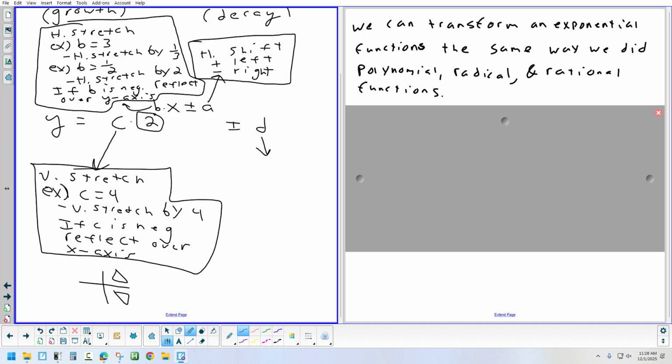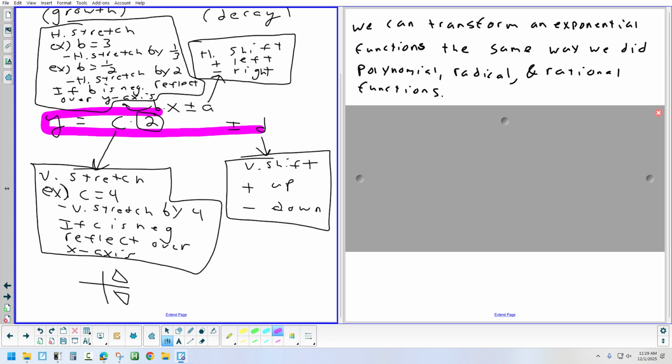Okay, so we got D, vertical shift. Positive would shift the graph which way? Up, and negative? Down. There you go. So there are your 6 different transformations of this function. What is the R? With the plus or minus. Oh, right here? Yeah. Plus or minus.